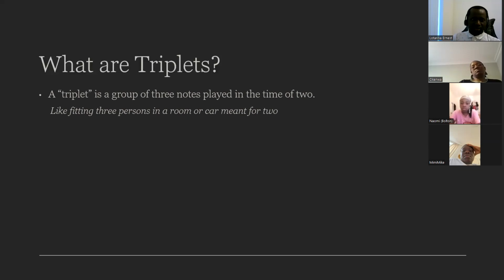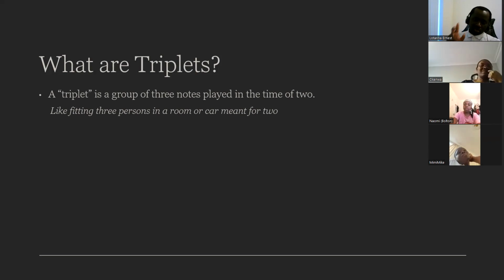You get what I mean? Something that normally is just for 2 people, you fit in 3 people there. So it means you have to find a way to play these 3 notes in time of 2. If we are looking at the tick of the clock, the seconds, 1 second, 2 seconds, all right?